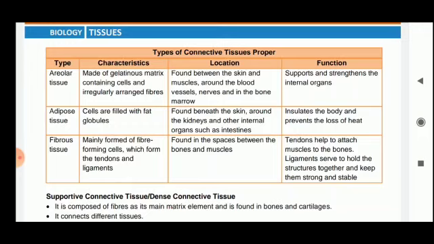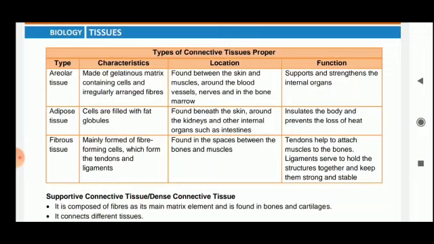So there is some kind of gap present between the bones and the muscles, but this is filled by this fibrous tissue. And what is the main function of this tissue, or we can say tendons? So it helps in the attachment of the muscle to the bone.